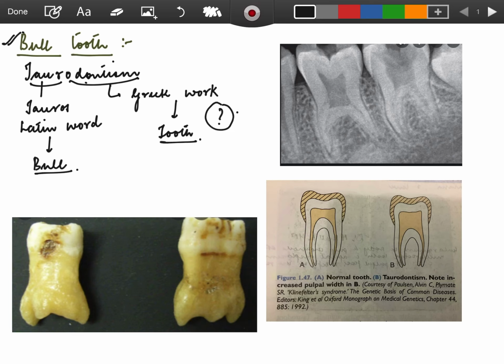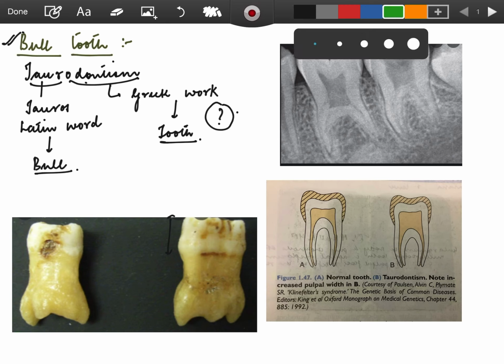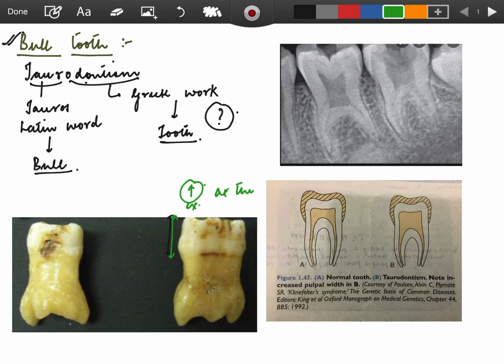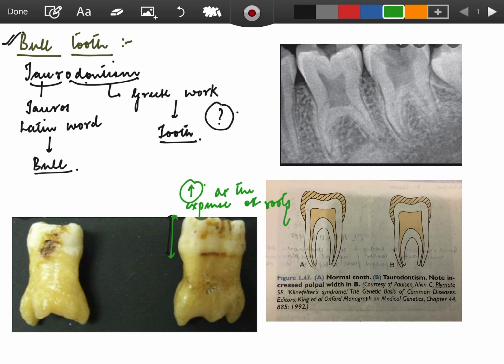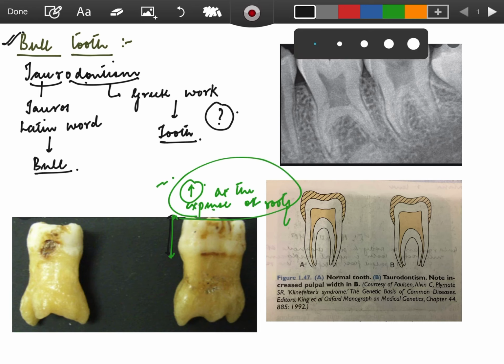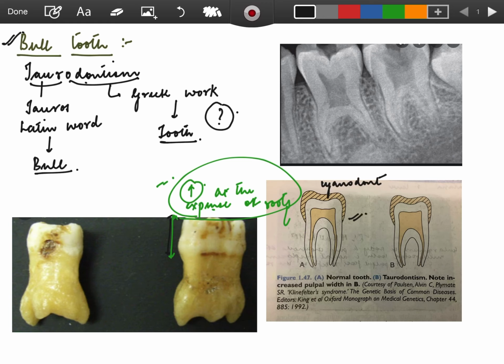So what is taurodontism? It is basically the enlargement of the crown of the tooth at the expense of the root. It is similar to the tooth of the cud chewing animals, so that's why it is called a bull's tooth. So you can see the normal picture of the tooth. It is the normal one called a cynodont, and this is a taurodontism in which the crown is enlarged at the expense of the root.